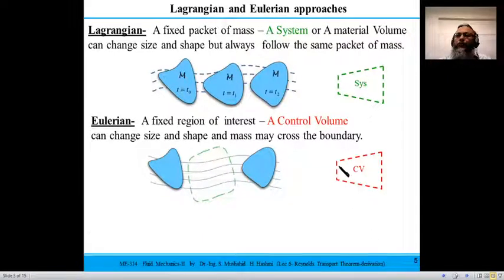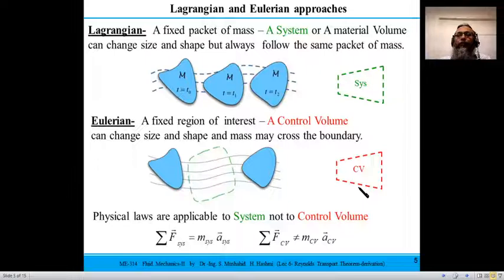Here I have used a convention of representing the control volume with a red color. So a controlled mass, which is a system, is green in color, whereas an open system where mass can come in and leave but the region of interest is fixed is called a control volume, and I have used red color for representing it.